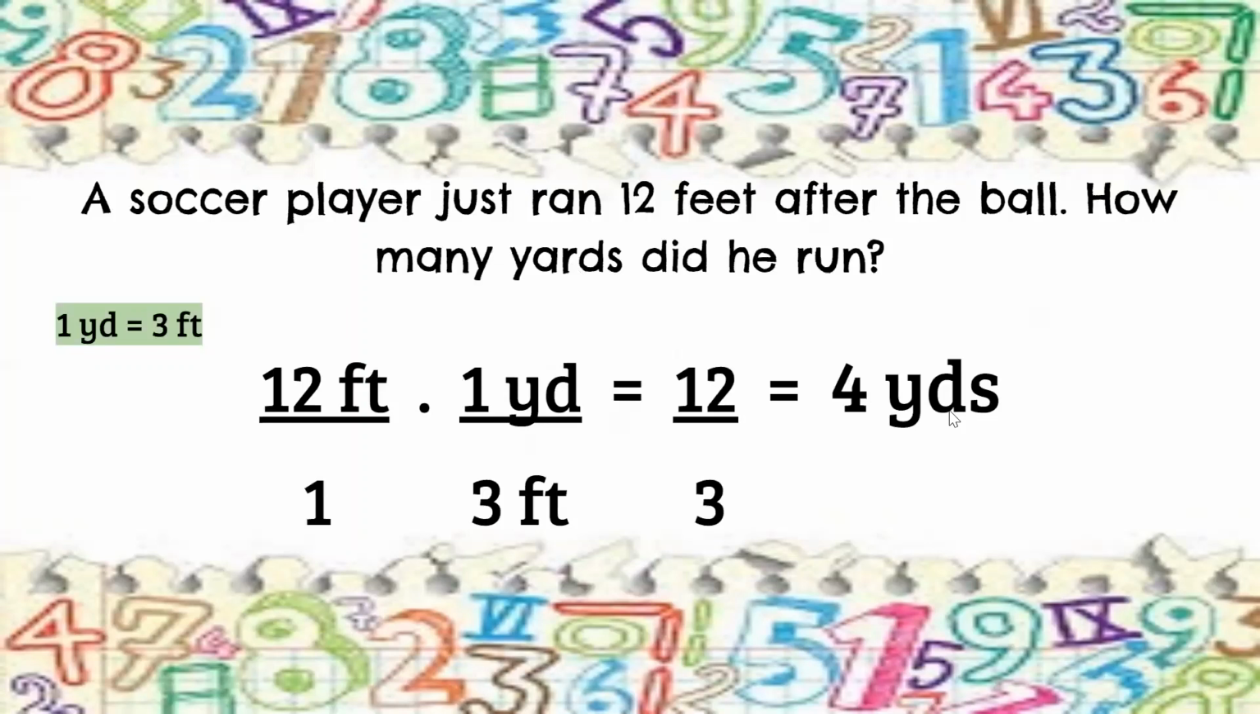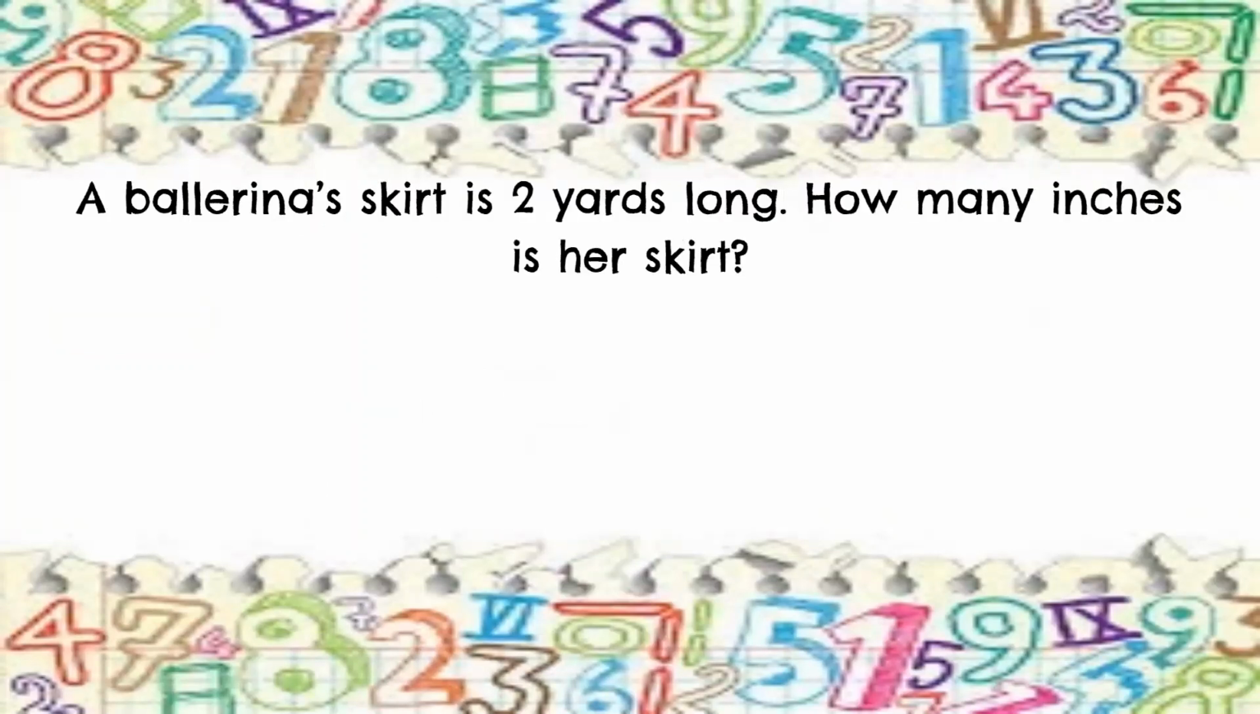If you still are confused, here's another problem. A ballerina skirt is 2 yards long. How many inches is our skirt? In this problem, we are converting 2 yards into X amount of inches. Our conversion factors for this problem would be 1 yard equals 3 feet and 1 foot equals 12 inches.